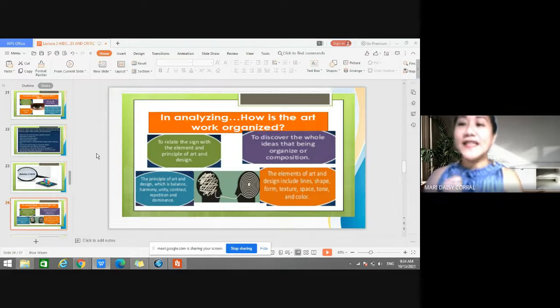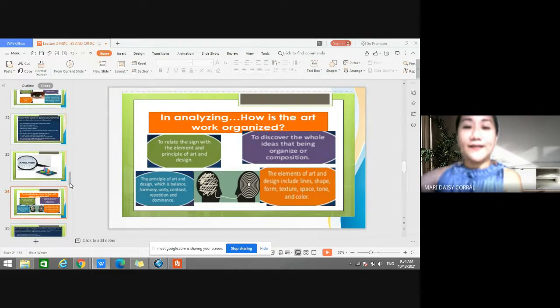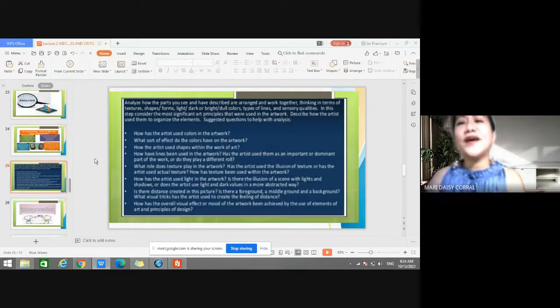The elements of art and design include lines. We already talked about that, and the principles are mixed together. That's how you must analyze your art. So how are you going to do it when you analyze? You look at how the artist has used colors in the artwork. What sort of effect do the colors have on the artwork? How did the artist use shape within the artwork? How have lines been used in the artwork? You're trying to analyze now how these elements are used in that particular piece of art.